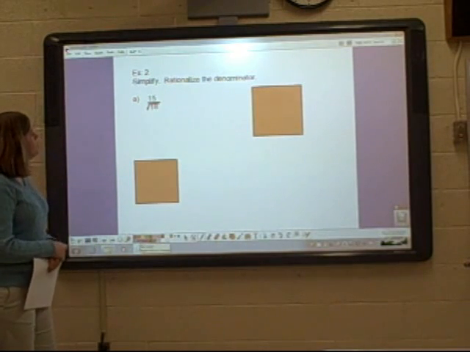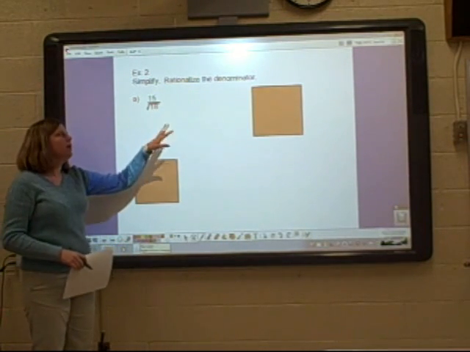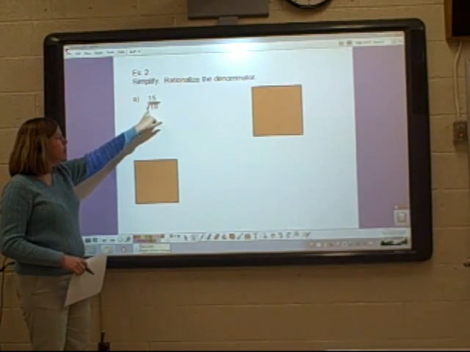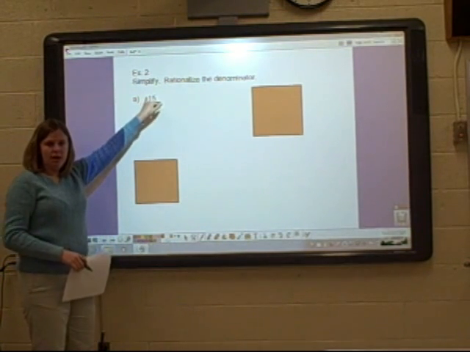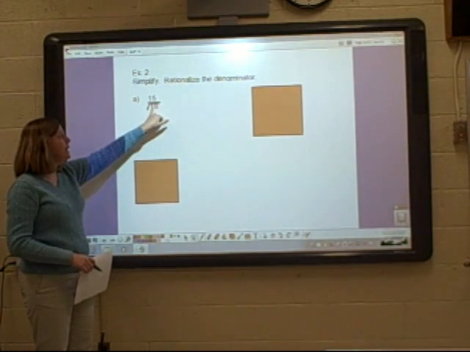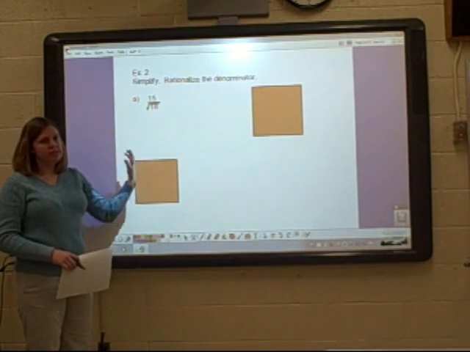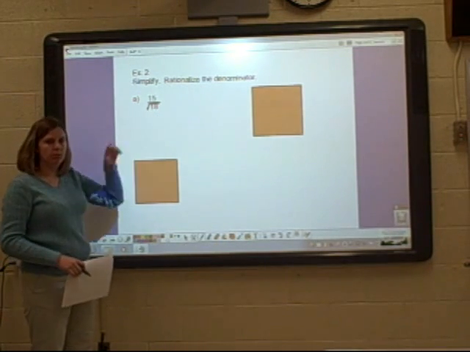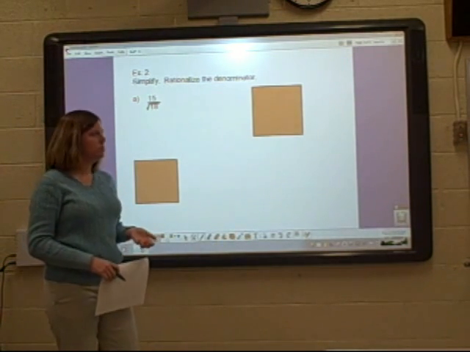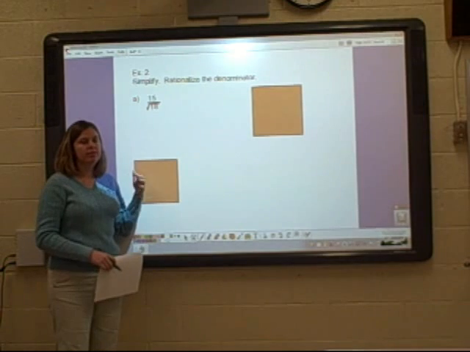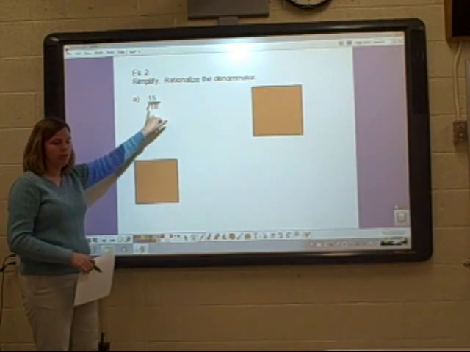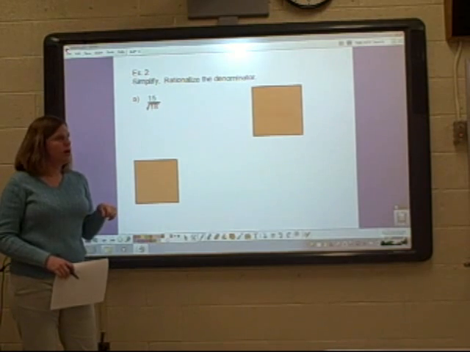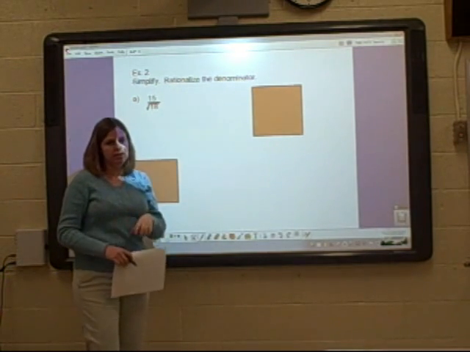Okay, in example 2, we're going to simplify and we're going to rationalize the denominator. Now in this particular problem, notice that 15 does not have a square root above it, but 18 does. Now I could simplify 18 and do 9 times 2, which would be 3 root 2, but I don't really want to go that route. There is a rule in math that says you cannot leave a square root in the denominator. So in order to get rid of the square root that's in the denominator, we have to rationalize the denominator.